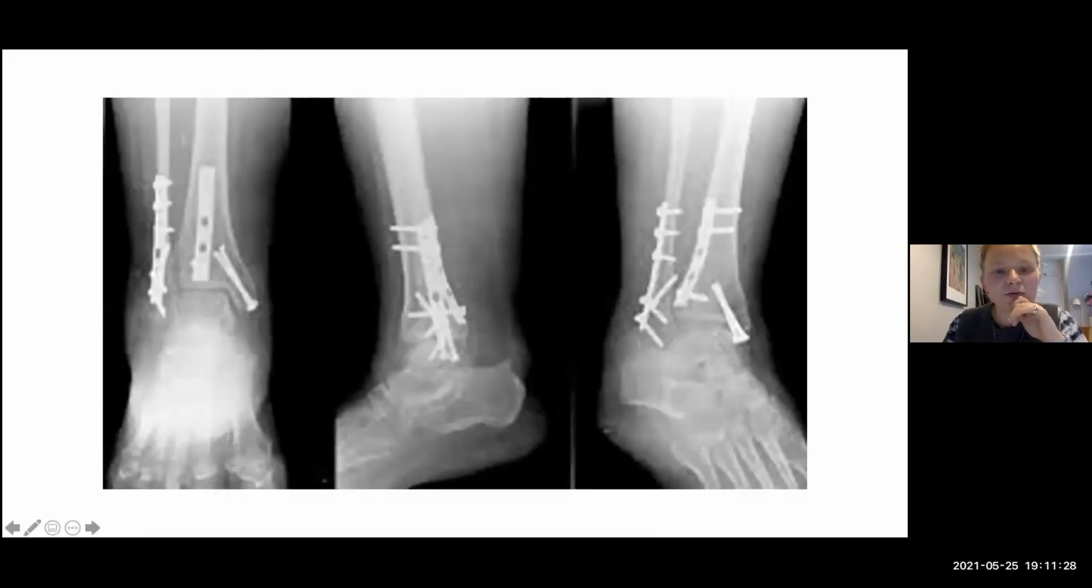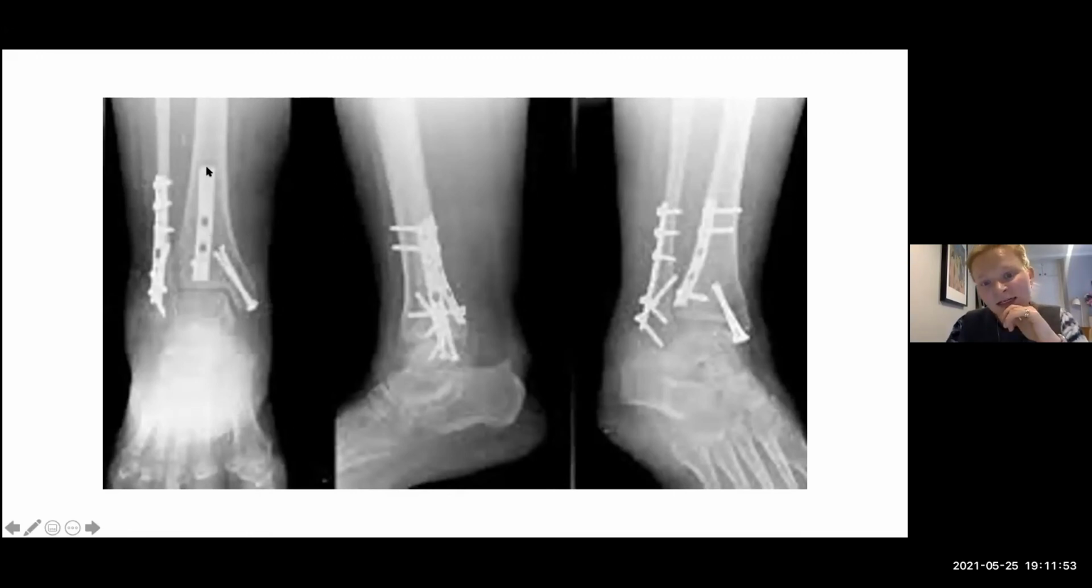This image shows the post-operative imaging of a trimalleolar fracture. So we've got the mortise, the lateral, and the AP view. What you can see here is there is a plate down the fibula stabilizing the lateral malleolus. There are two screws going into the medial malleolus to stabilize there.